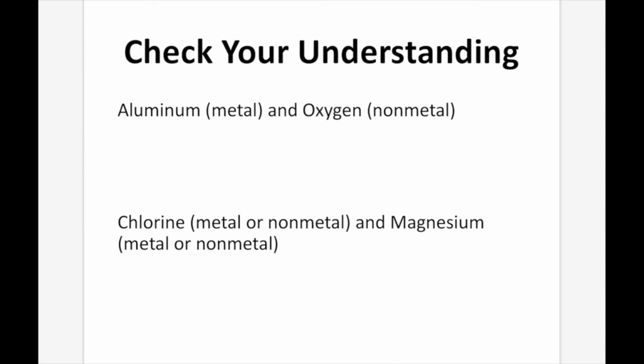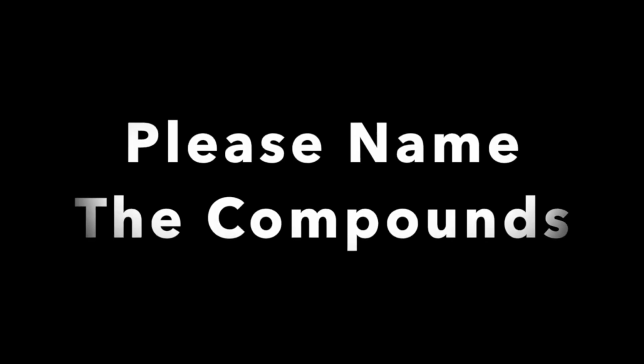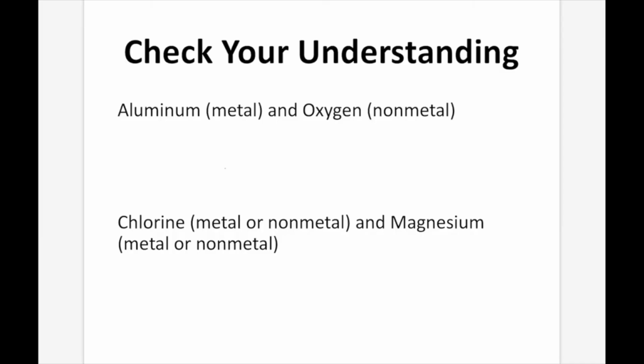For the second one, you need to find out whether chlorine or magnesium is the metal and which is going to be the nonmetal. Once you've done that, you need to name them. So I'd like you to pause the video and name these 2 compounds. So for the first one, it's simply going to be aluminum, because we're told it's the metal, oxide, because we changed the ending from oxygen to oxide.